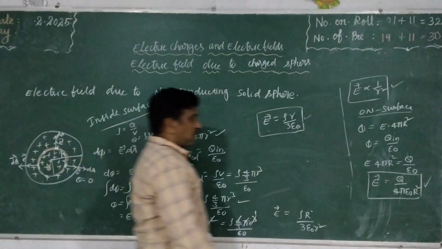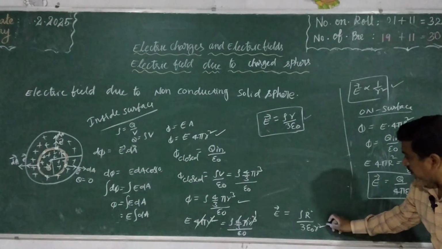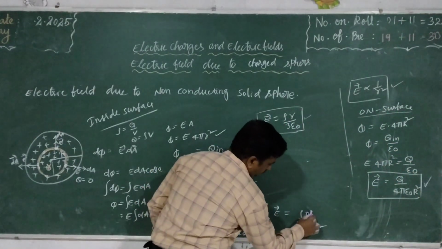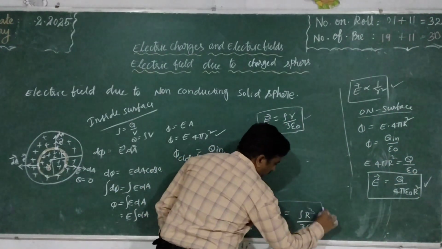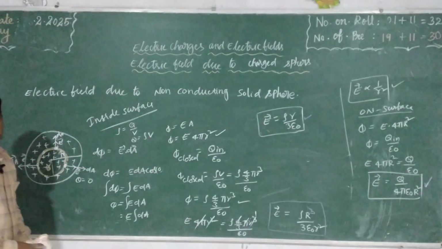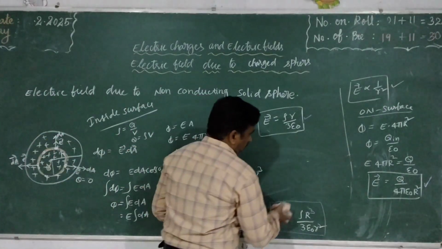This is the electric field on the surface. This is the electric field due to a solid non-conducting sphere outside the sphere. These three cases we can write, and now draw the graph.